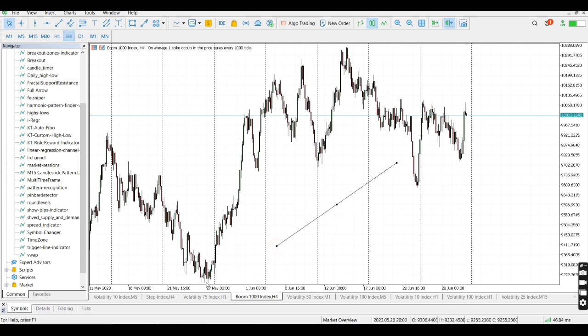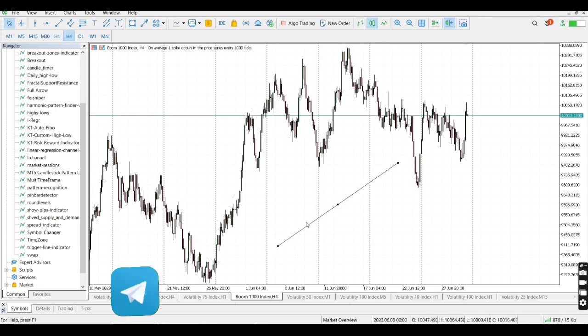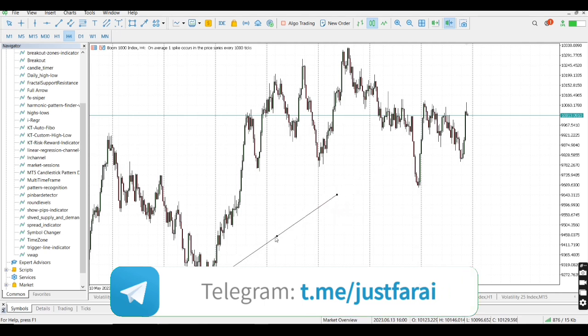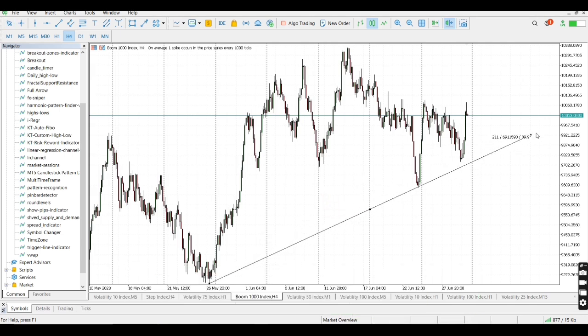You can actually see that if I touch this point here and this point, I'm going to create a very valid trend line. So let me touch that point here, then the trend line must pass through this second point here.